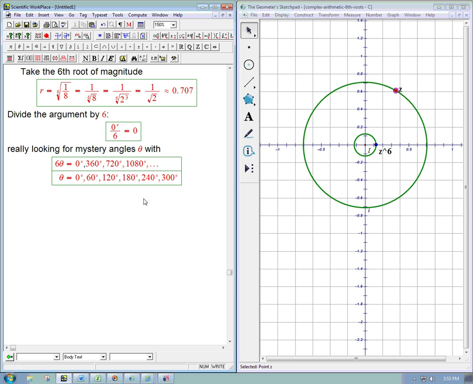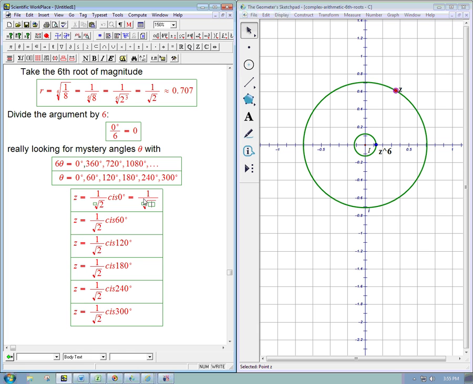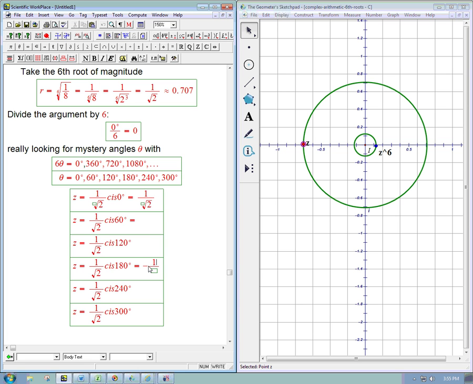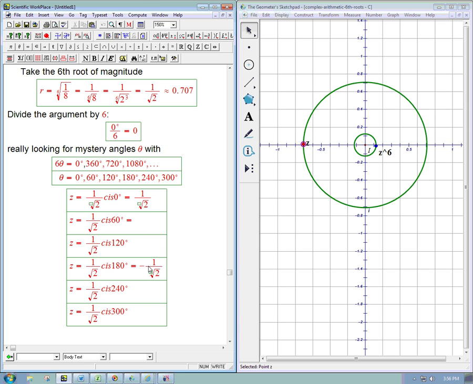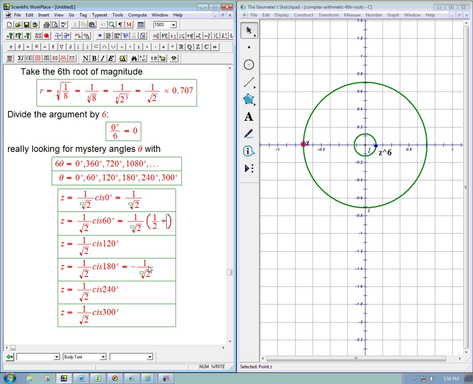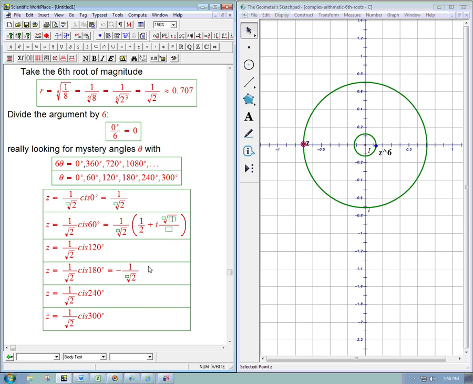Well, the first one is just the plain old real number 1 over root 2. Okay. Sometimes these guys happen to be real. And this one was easy. Cis 180, that's the one that's over here. Okay. So that's going to be the minus 1 over root 2. What about this guy? Well, we have to expand it out. What is cis? It's cosine plus I sine. So cosine of 60 degrees is 1/2. And then plus I sine of 60 degrees is root 3 over 2.